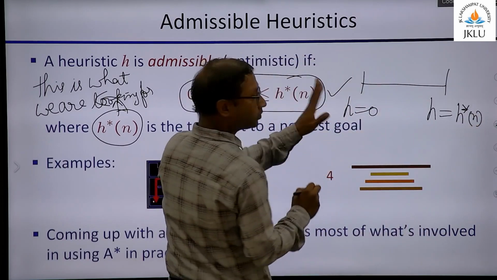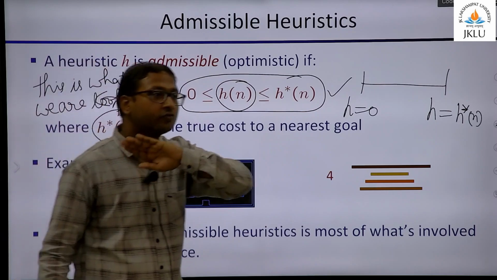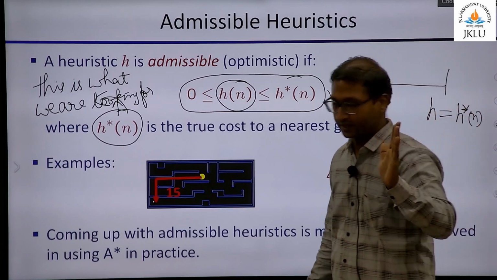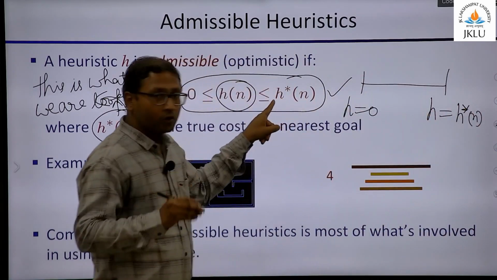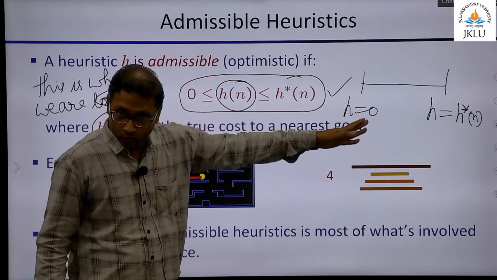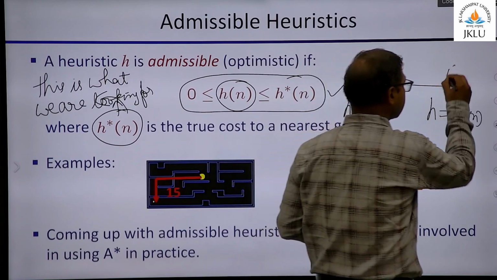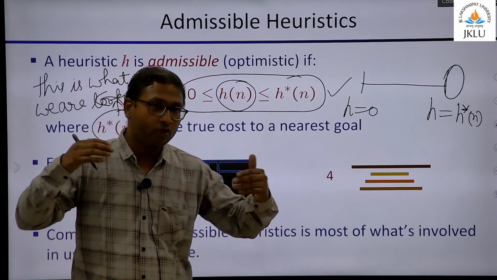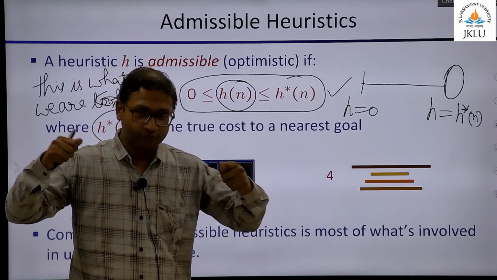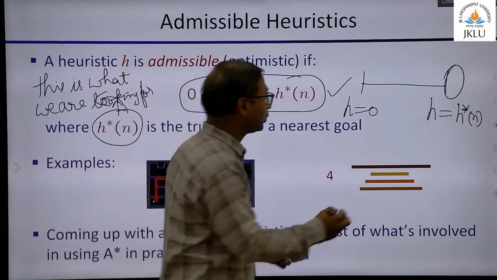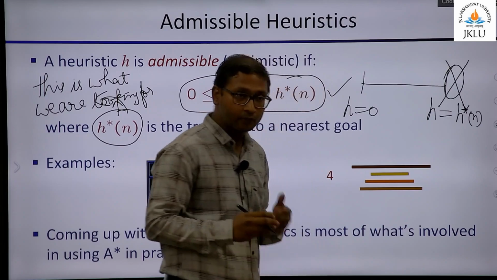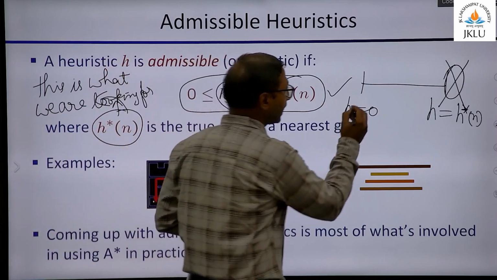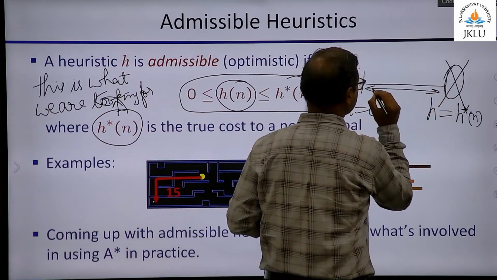We have already seen h equal to 0. When h equals identically 0 for all nodes, then we have UCS. So A star becomes UCS in that case. If I know the optimal value for all nodes, then I am at this extreme and I have basically solved the problem before beginning, right? So I don't know these values. I'm not supposed to know, because then what are you solving? So we are looking for a value of h that lies in between.